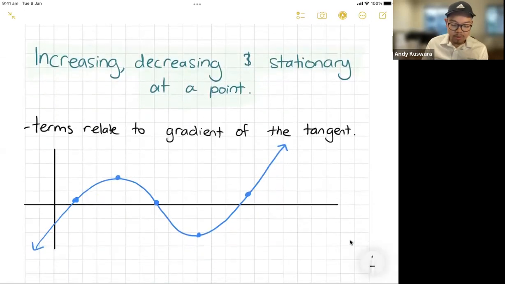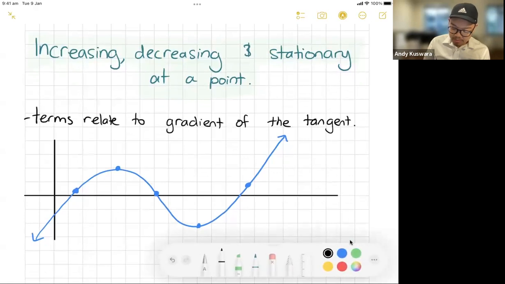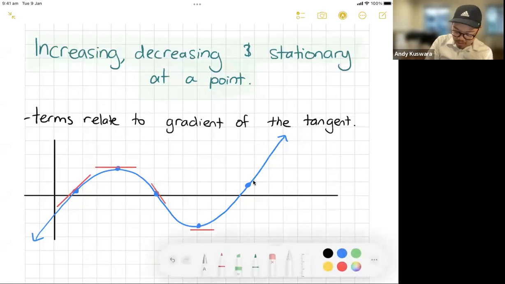Okay, now the first lesson that we're going to really talk about is this idea of a function being increasing, decreasing, and also stationary at different points. Now, what this means is the terms relate to the gradient of the tangent. Okay, so as you remember, we've got these 5 points here, and we're going to draw the tangent at each of these points. Remember, a tangent only touches once, so that would be a tangent there. That would be a tangent there. That's your tangent there. That one doesn't even touch, but you get the idea.